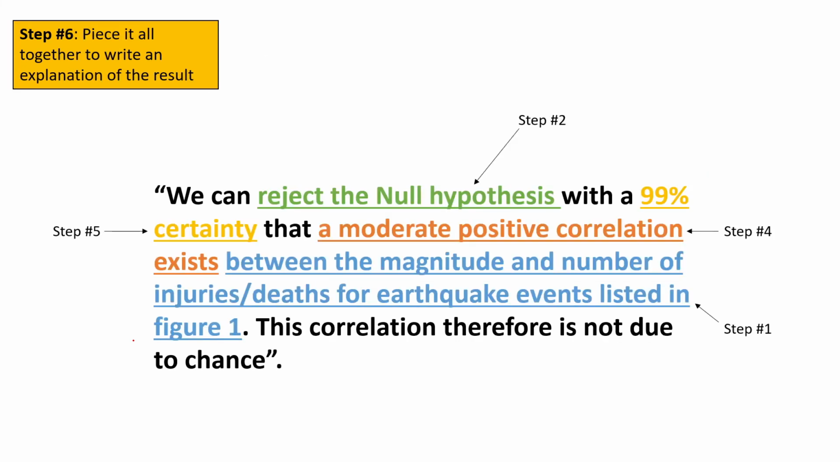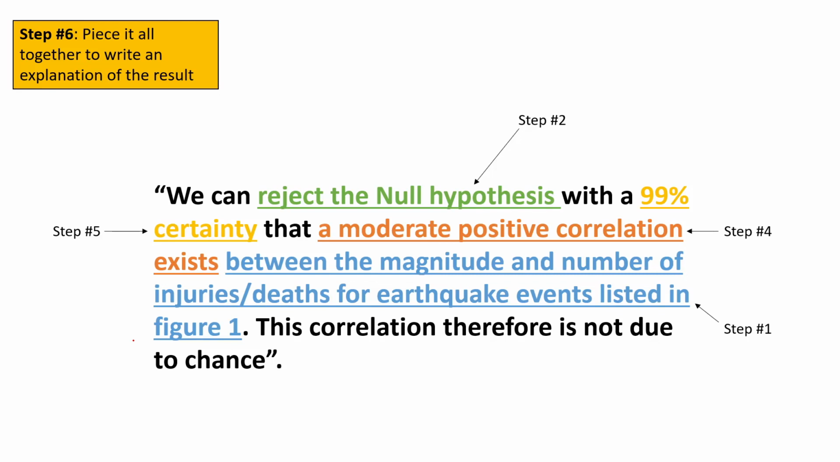The final stage of this is all about piecing it all together to write an explanation of the result. So a lot of people get confused when it says to explain what you figured out, explain the results. It's literally just this paragraph here that you'd have to write. So you'd start off by saying whether or not you accept or reject that null hypothesis. In our case, we're rejecting it because we said that there's no correlation between deaths and injuries, but there clearly is a relation between deaths and injuries and the magnitude of the earthquake, as we figured out. Because we've got a 99% certainty of this, linked to step 5, and then this is where we chuck in some of those words from step 4.